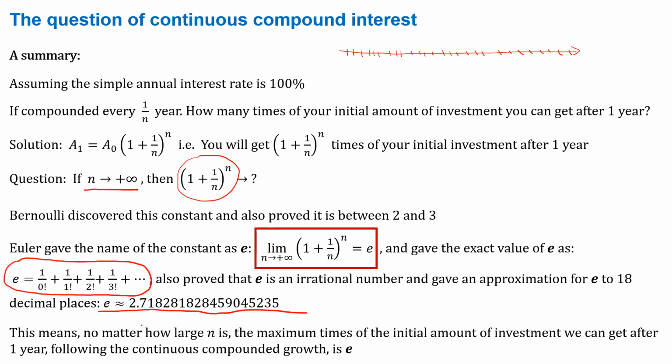Okay, so the interpretation is that no matter how large n is or how small the interval for the compound interest is, the maximum times of the initial amount of investment we can get after 1 year following the continuous compounded growth is e. Okay, e is the limit of this growth. That is the meaning of e. You understand?